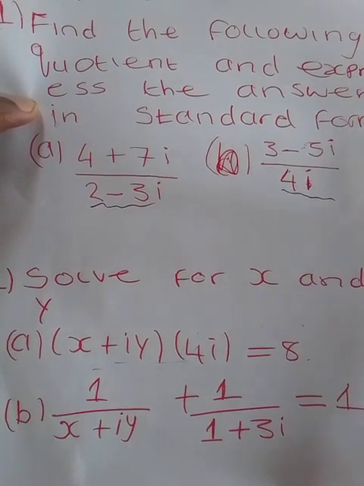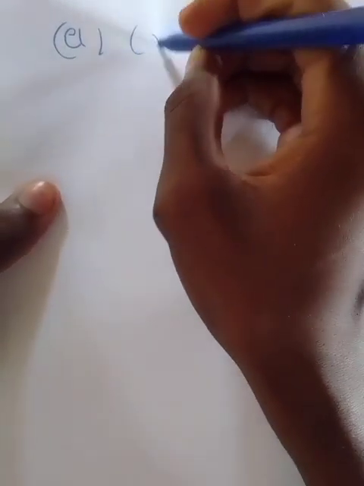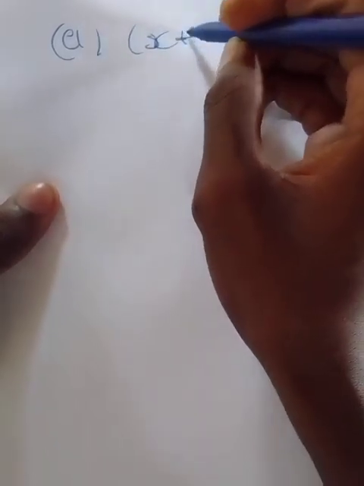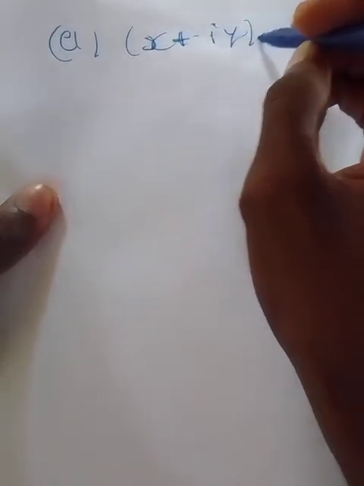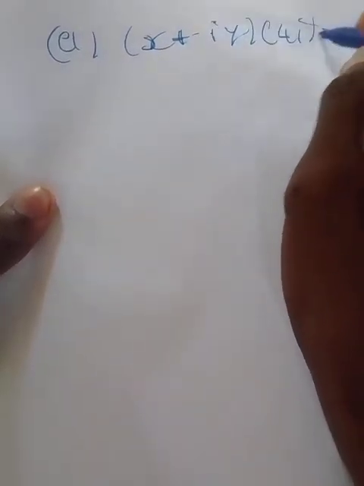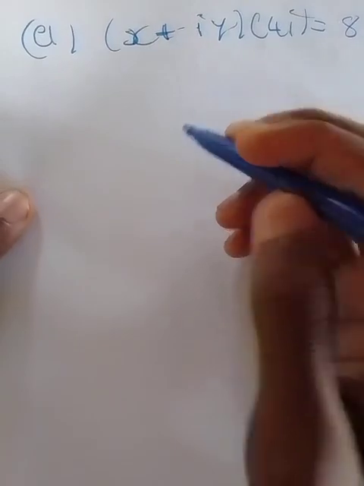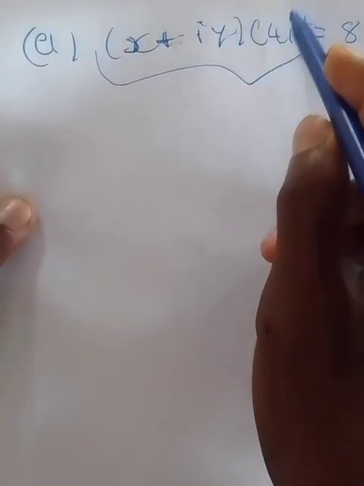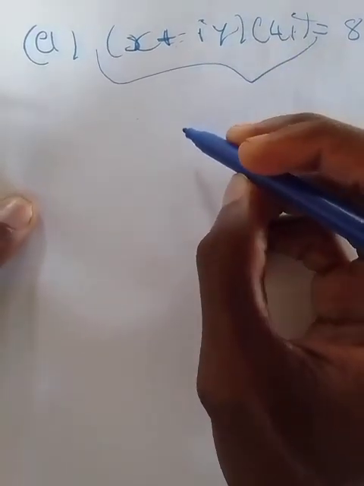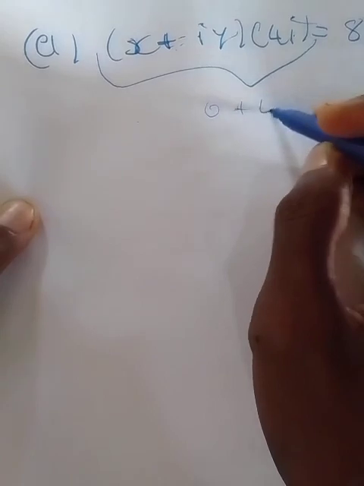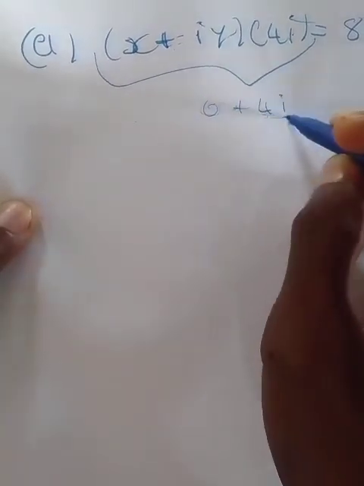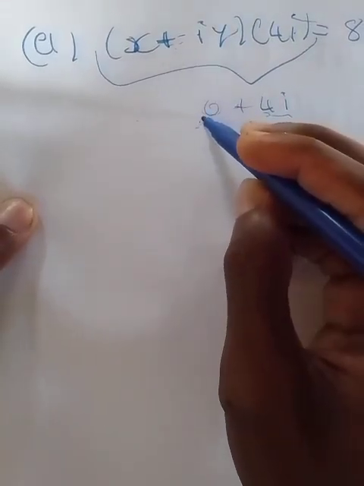Okay, so let's solve question A. Question A, 4 times (x plus iy) times 4i is equal to 8. Okay, so first of all, you need to simplify this. As long as there is an i, this is a complex number. Like I said, this is same as having 0 plus 4i. If they just write 4i, just know that behind the scenes you have got a 0 as a. So this 0 is a, this is b. So it still remains your complex number.